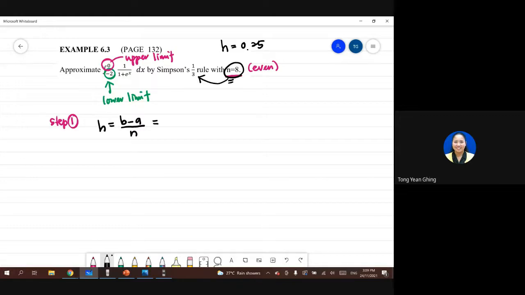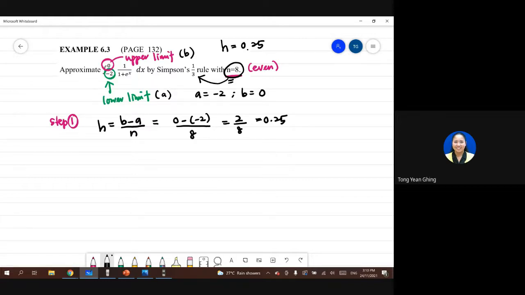So a, daripada sini, lower limit, this is a. And this upper limit, this is b. So a is negative 2 and b is 0. So put in here, b is 0 minus dengan negative 2 divided by n is 8. So that means 2 divided by 8. So we get 0.25. So h is 0.25.